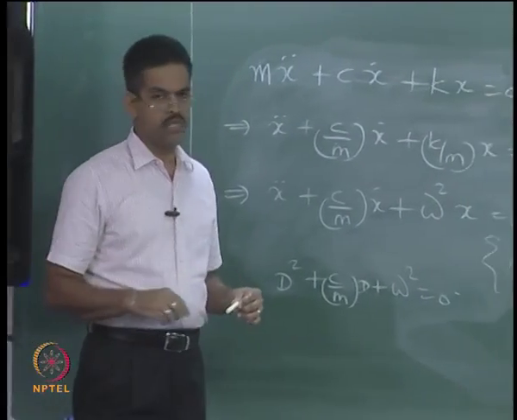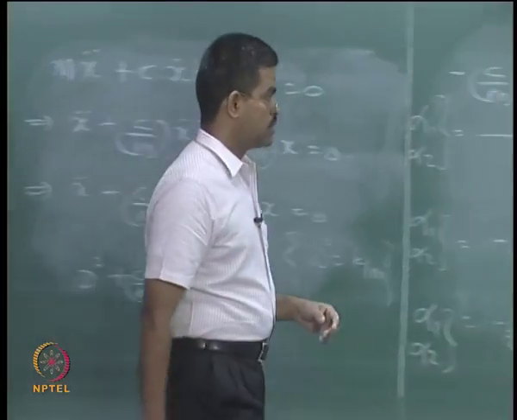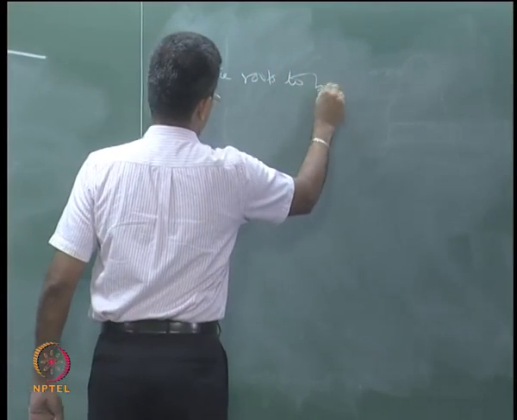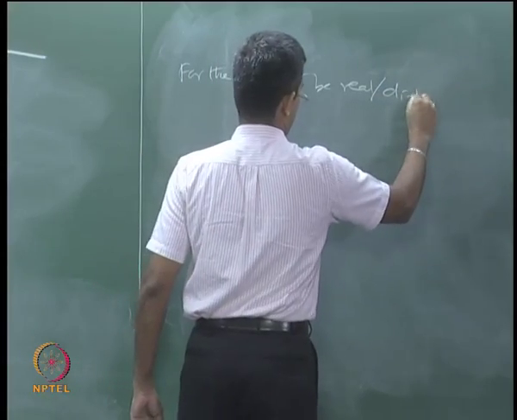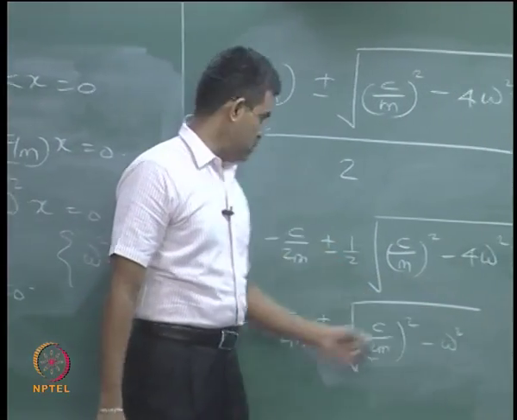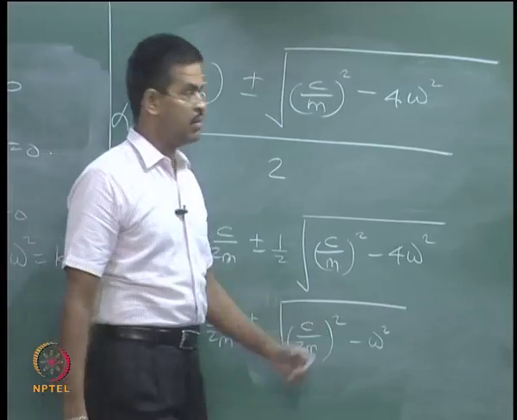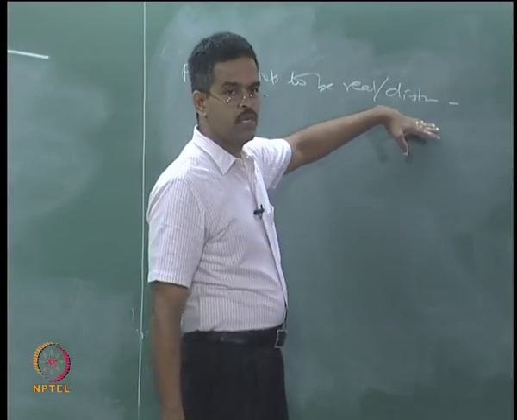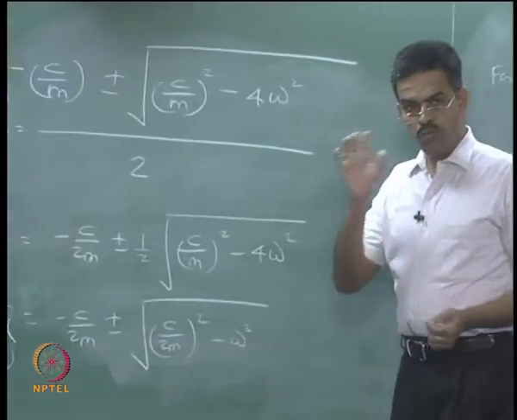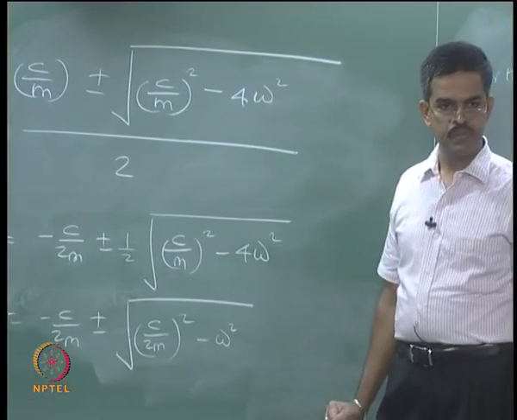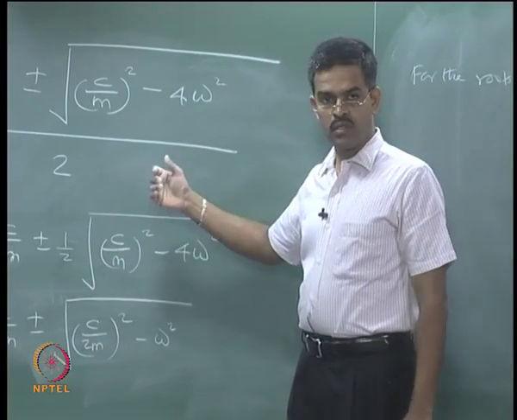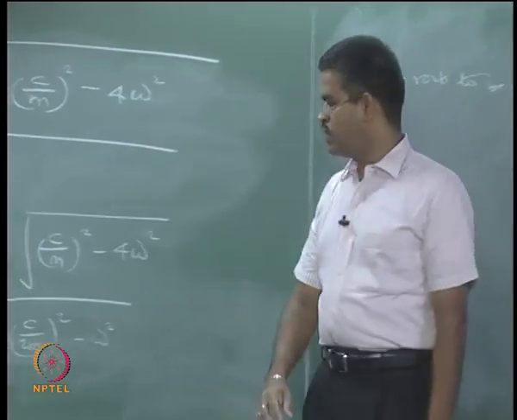So, for the roots to be real and distinct, I understand from here alpha 1 will be minus c by 2m plus of this value, and alpha 2 will be minus c by 2m minus of this value. So, the roots can be distinct, can be real, because there is no imaginary component in this. The imaginary component comes into play depending upon the value of these two relatively. If this value is higher, then the root can become imaginary. So, we really do not know whether the roots will be real or distinct.